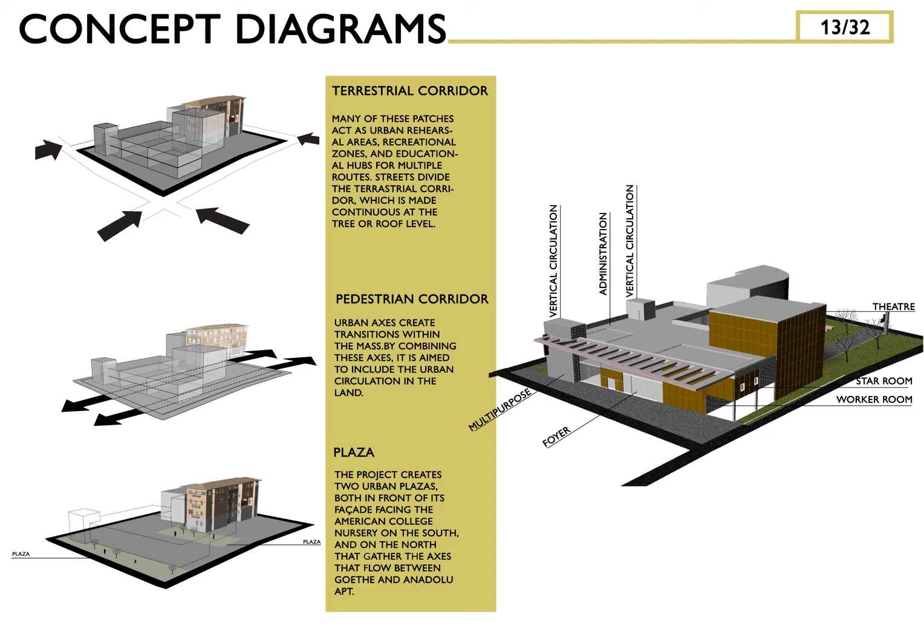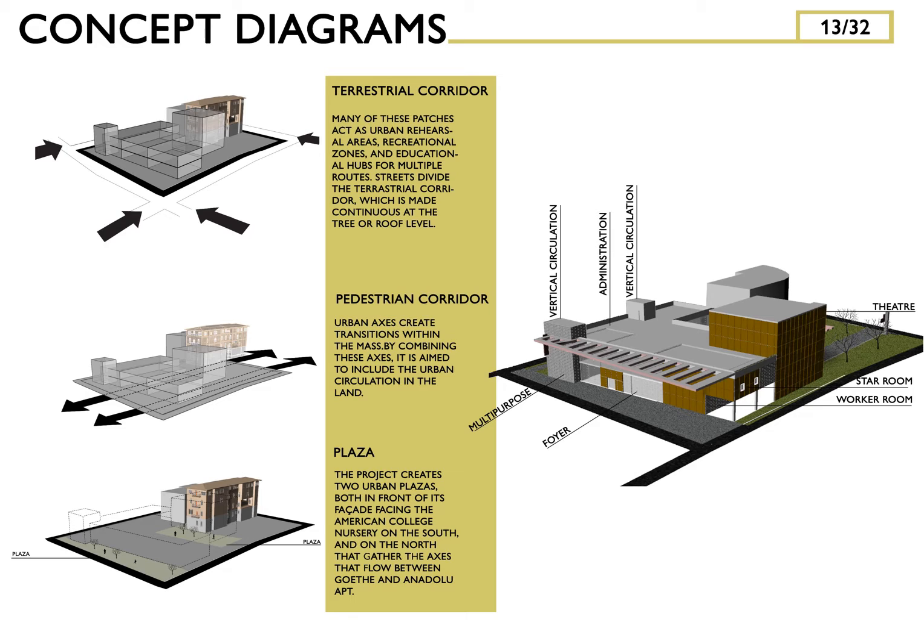On the concept diagram, I have classified them as the terrestrial corridor, pedestrian corridor, and plaza and function. Terrestrial corridor: many of these patches act as urban recreation areas, recreational zones, and educational hubs from multiple routes. Streets divide the terrestrial, which is made continuous at the tree or roof level.